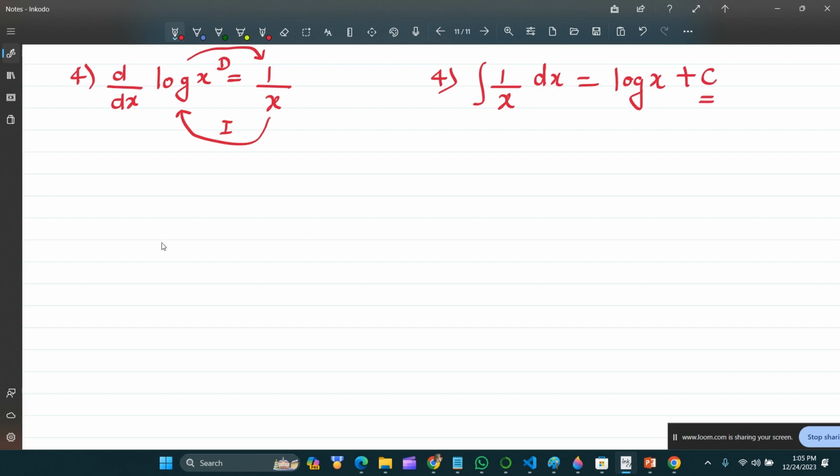Now next one, exponential function. If you remember what is meant by exponential function, the function which contains e raised to x, a raised to x, or this type of functions, meaning raised to power x. Okay, so e raised to x. So derivative of e raised to x is e raised to x plus c. Sorry.